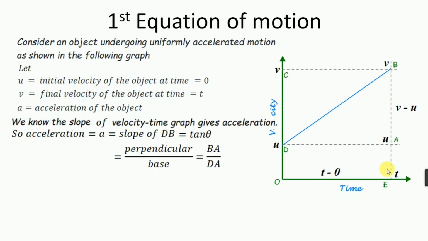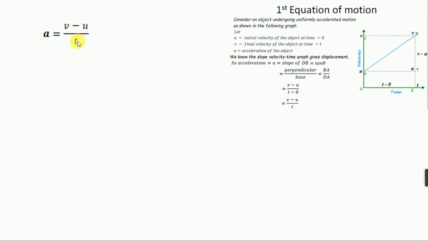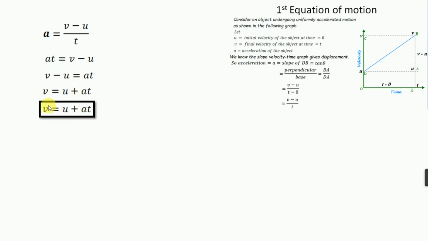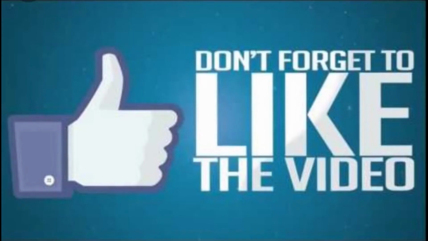Similarly DA is the time. The final time is T, the initial time is 0. So DA is T minus 0. So we will put the values: A is equal to V minus U by T. I'll multiply this T this side, taking AT this side, and I'll take this u this side and it will become positive u. So v is equal to u plus at is the first equation. Final velocity is equal to initial velocity plus acceleration into time.